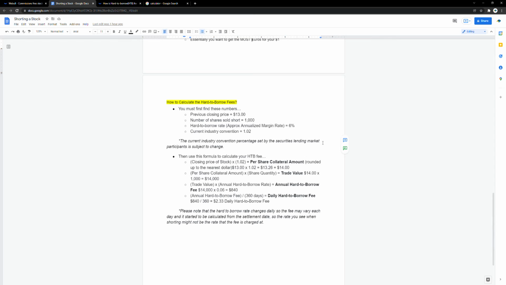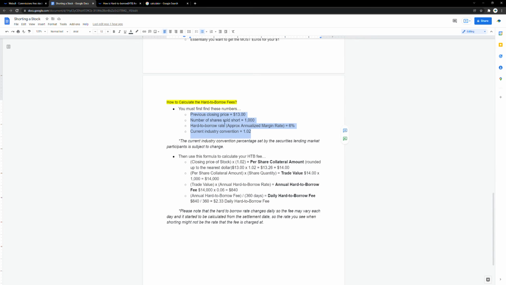Now I'm going to go into the hard to borrow fees. This is the math part. It's actually not that hard. It's really only 4 different calculations that you can do in your head pretty much. But you're going to need to find 4 numbers.